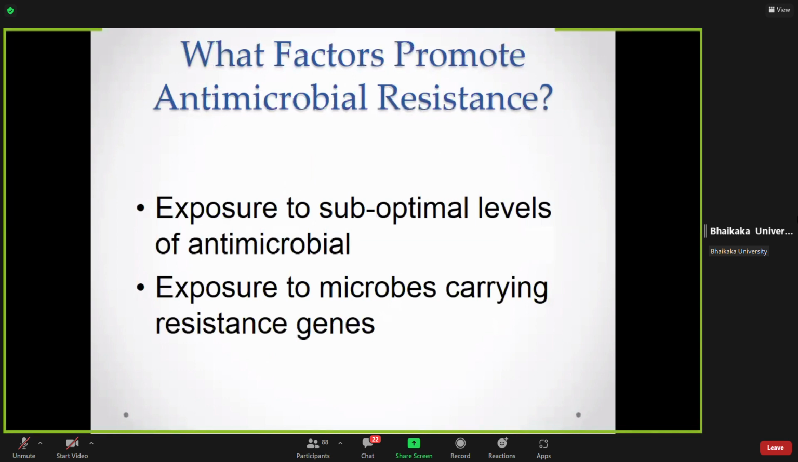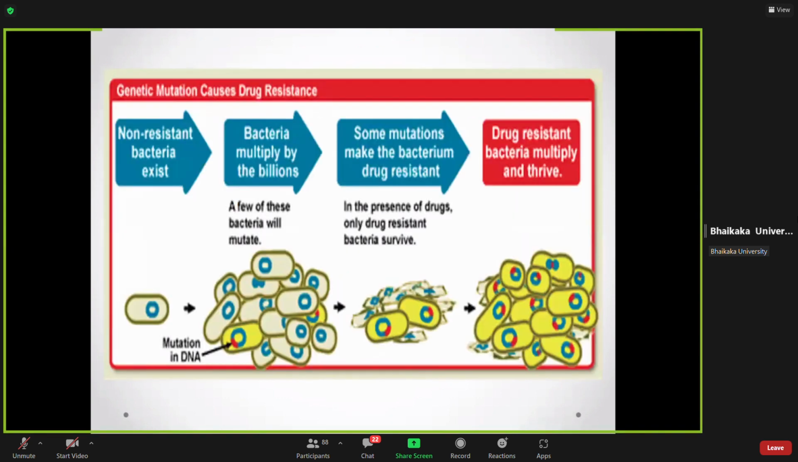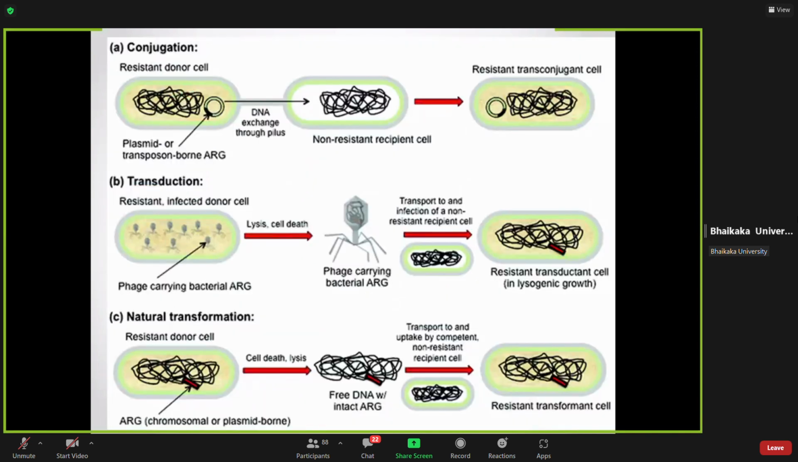Another thing is exposure to microbes carrying a resistance gene. If the normal flora is exposed to a resistant flora which is carrying a resistance gene through a plasmid or anything else, then your normal flora which was susceptible before will now turn resistant. And genetic mutation causes drug resistance. A non-resistant bacteria exists. Bacteria multiply by binary fission.